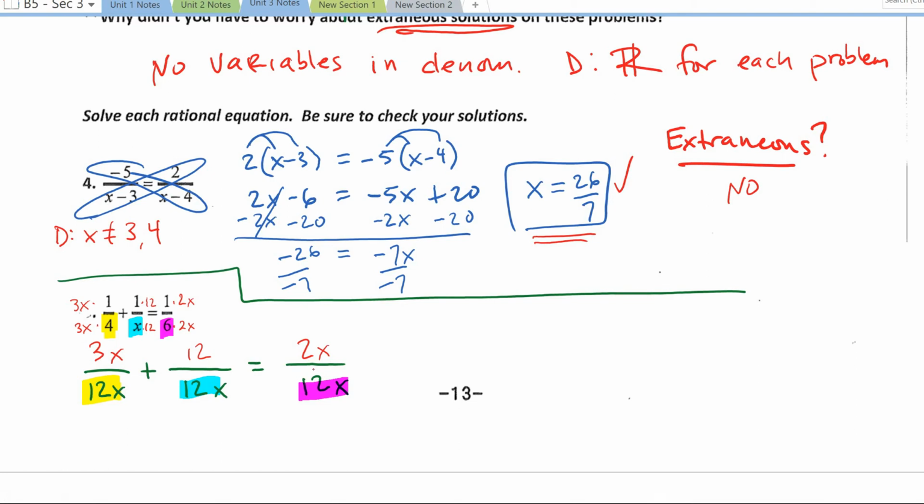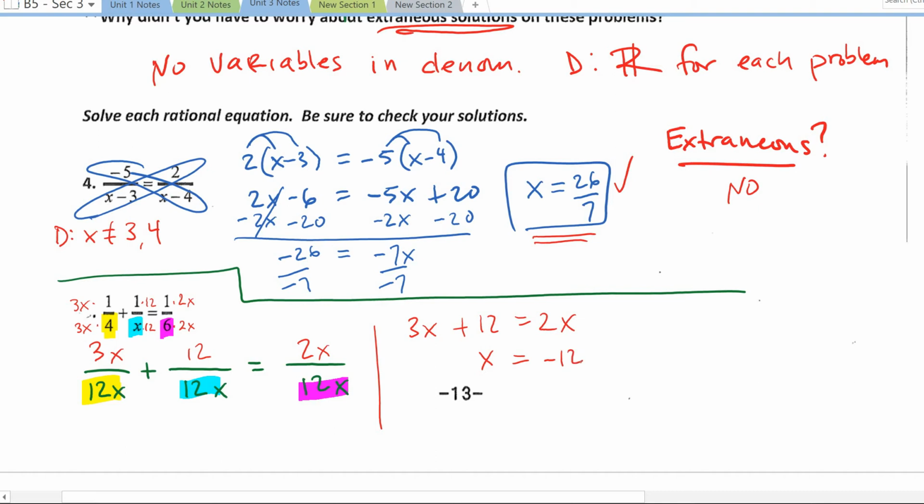Alright, remember, once your denominators are the same, you can just ignore your denominator. Ignore your denominator and just add up the numerator. So this is 3x plus 12 equals 2x. Subtract 2x and you get x. Subtract 12. X is negative 12.